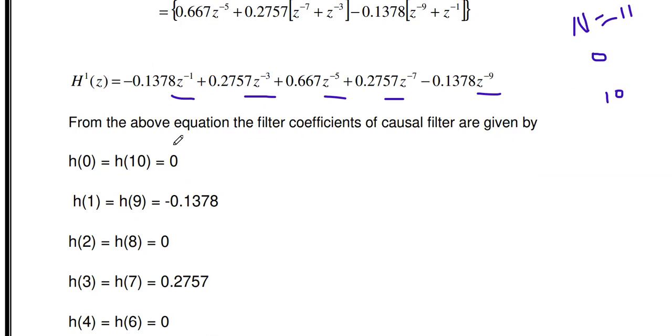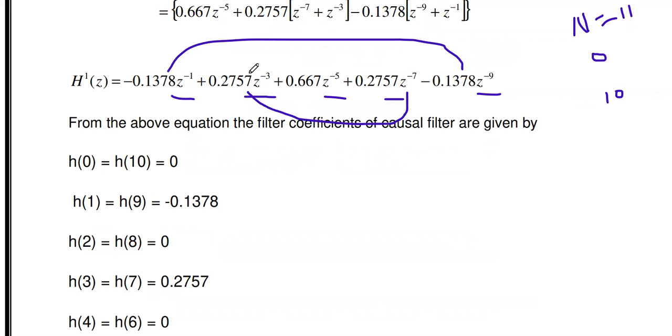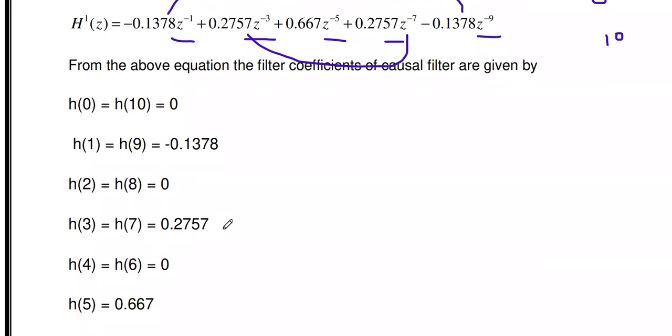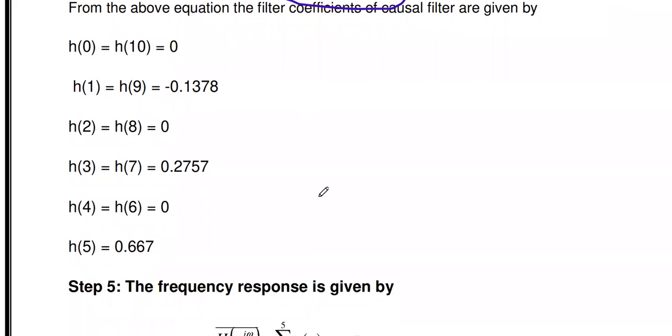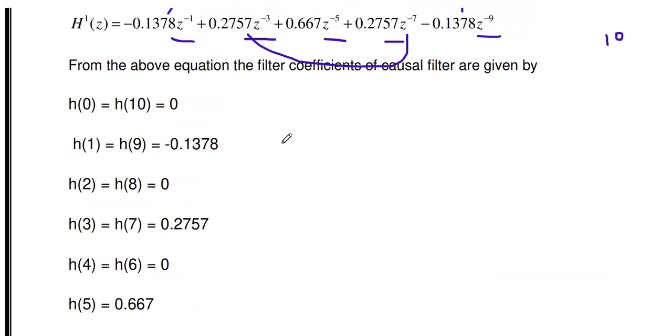Already you know these coefficients are symmetric. So h of 0 and h of 10 should be equal, and that value is 0. Similarly, h of 1 and h of 9, these two coefficients must be the same, the value is minus 0.1378. And h of 2 and h of 8 are 0. Then z power minus 3 and z power minus 7 coefficients are the same, 0.2757. Then h of 4 and h of 6 are 0. H of 5 is 0.667. So these are the filter coefficients of our causal filter.